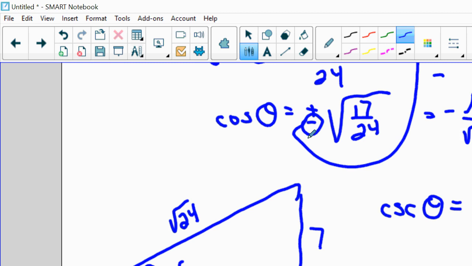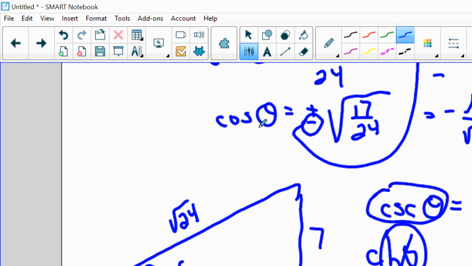Well, cosecant is CHO, therefore hypotenuse over opposite, square root of 24 over 7. We're in the second, so cosecant's like sine, plus. Pretty awesome, huh? That's a good problem. I could ask you all of them. It's a really, really good problem.